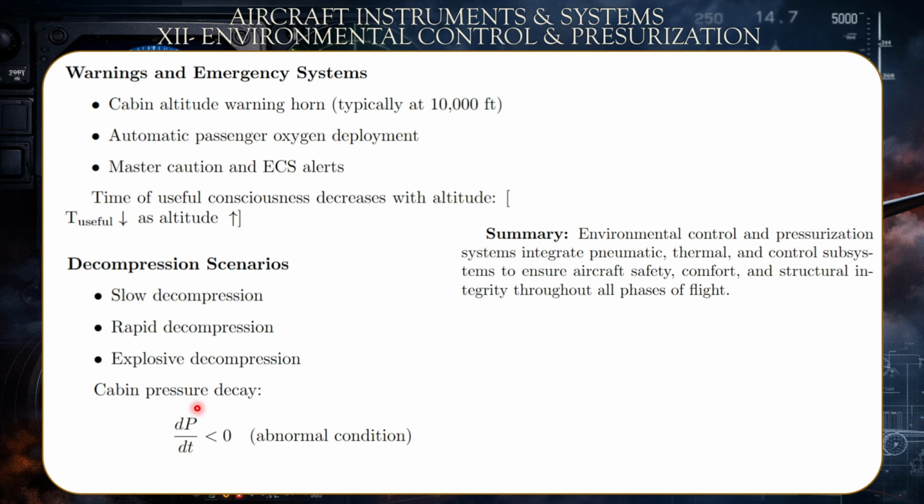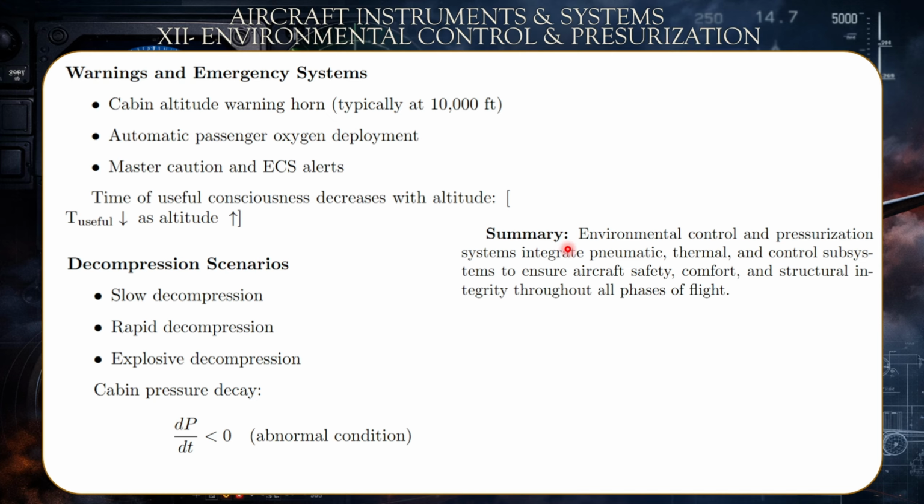Now, the cabin pressure decay is given by dP/dt, which is the decay of pressure, or the decrease of pressure in terms of time. That would be less than 0 for an abnormal condition.